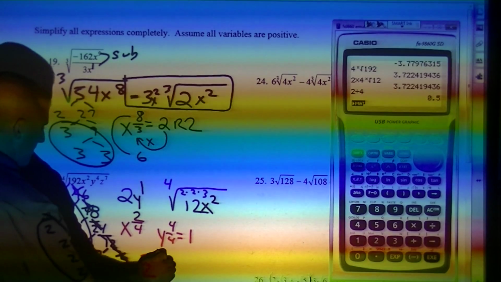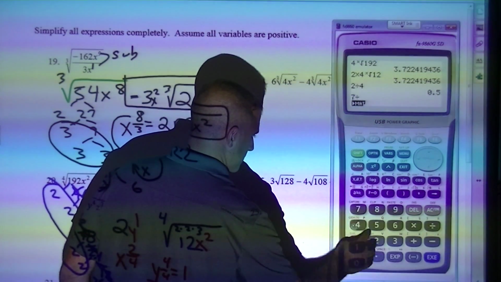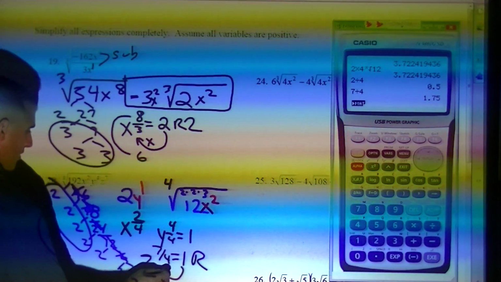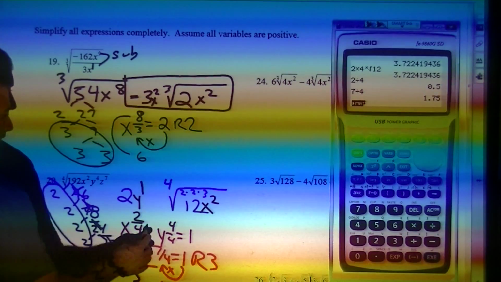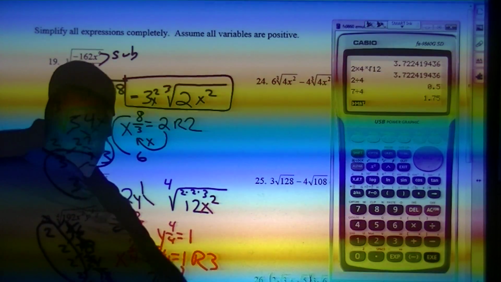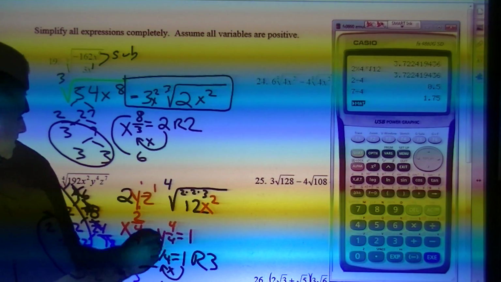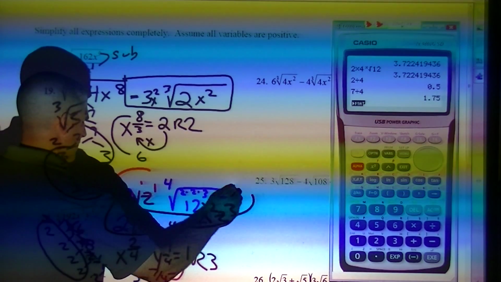Then I got z to the 7th divided by 4. 7 divided by 4 is 1.75, so I got 1, and I know I have a remainder. So I work back. 1 times 4 is 4. How many more to get to 7? 3. So I got z to the first on the outside and z cubed on the inside. So this would be my final answer.